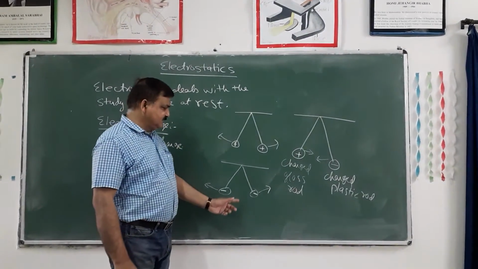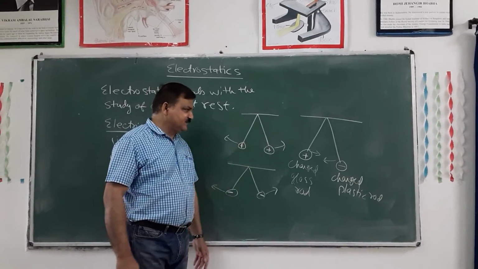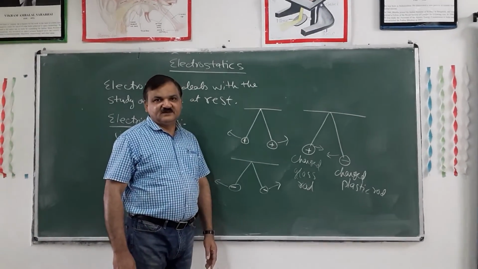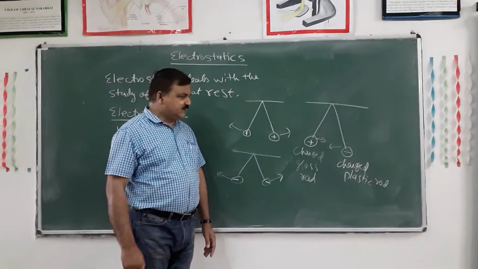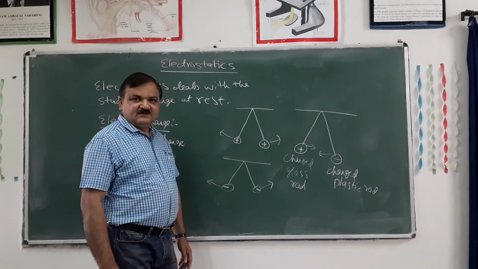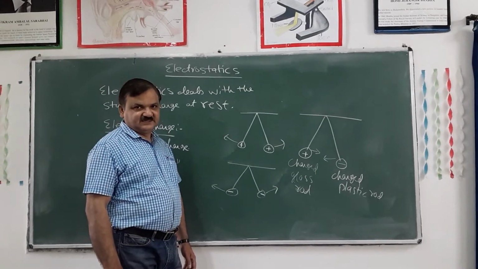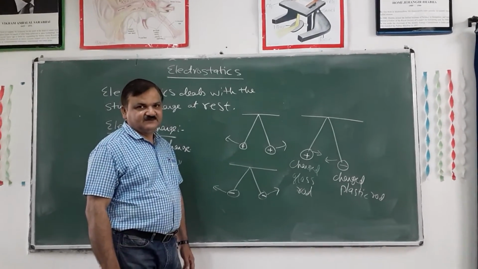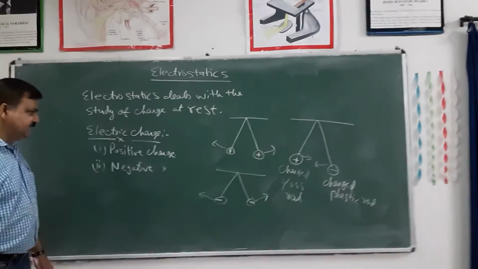At present, I am explaining these with the help of the blackboard. You have heard the name of a device known as electroscope, by which we can show the process of repulsion in a very effective manner. So these are about positive charge, negative charge.